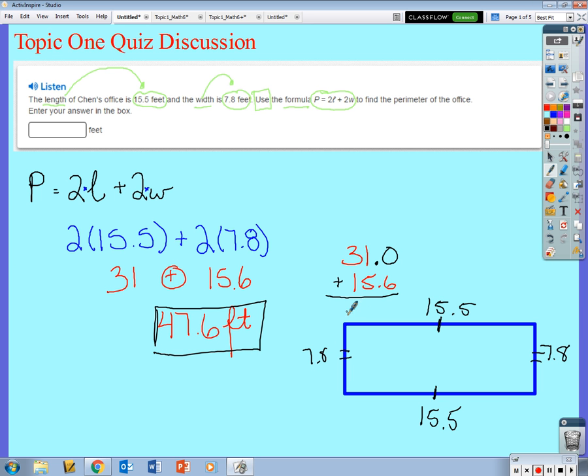So that way you think about perimeter going all the way around. We'd add all that up. The thing is, the question says to use this formula, so I would have to utilize this formula. Hopefully that helps you out with this one.